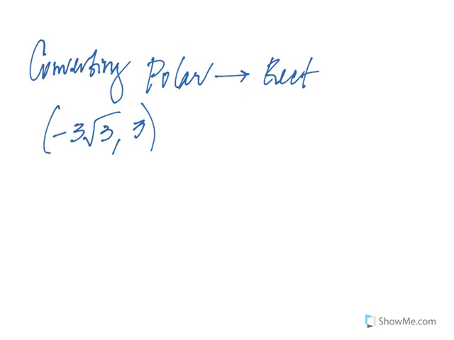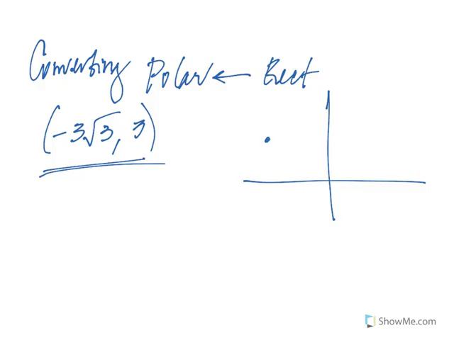So the point negative 3 root 3, 3 is in fact rectangular. So I got this backwards. Now I'm going to go from rectangular to polar. We'll go back the other way in just a second. So rectangular to polar, this is rectangular form. Two things I need: I need r and I need theta. So I'm at negative 3 root 3, 3, which puts me here-ish in Q2.